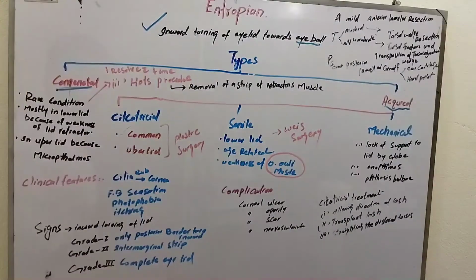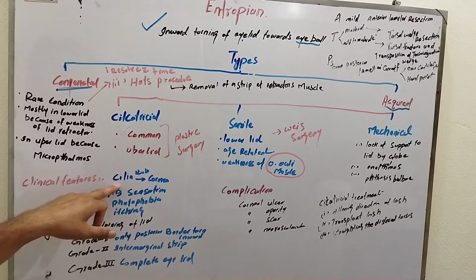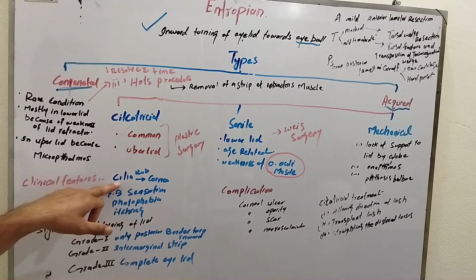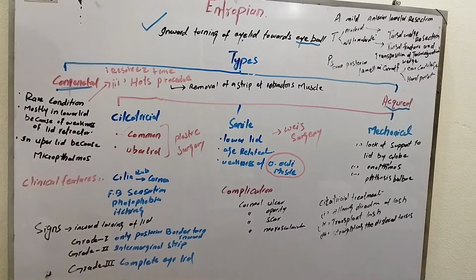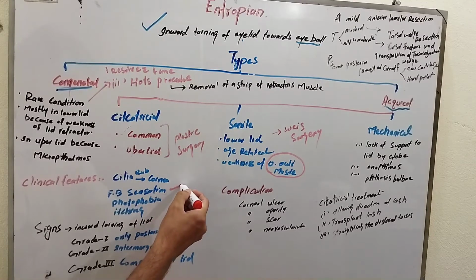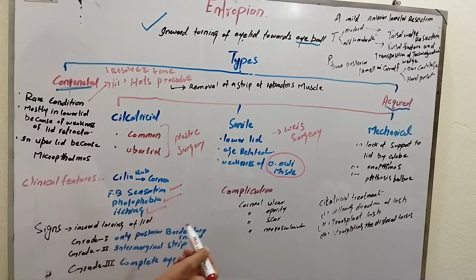Now I am going to explain the clinical features of entropion. You know, the cilia, you can say eyelashes, start to rub the cornea. Because of that rubbing, what signs and symptoms develop? There will be foreign body sensation, photophobia, itching. Together with these clinical features, you can say watering, lacrimation. These are also the clinical features.